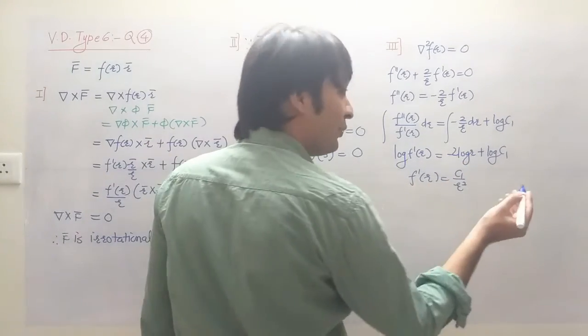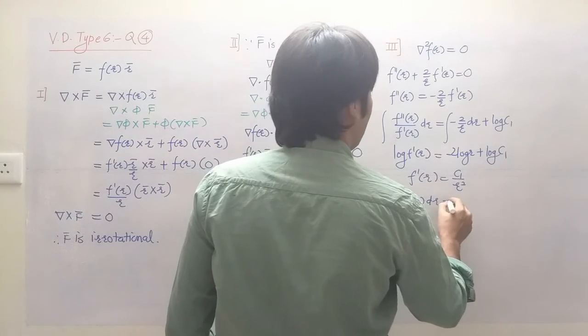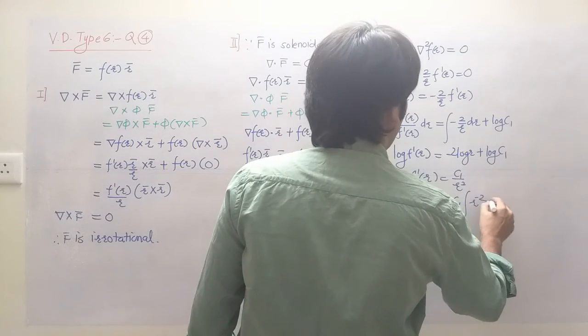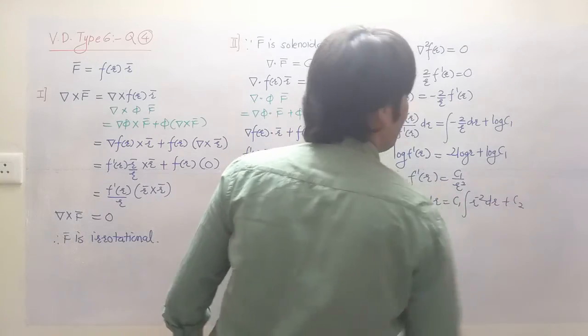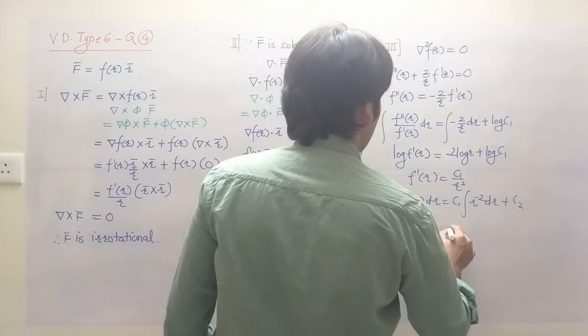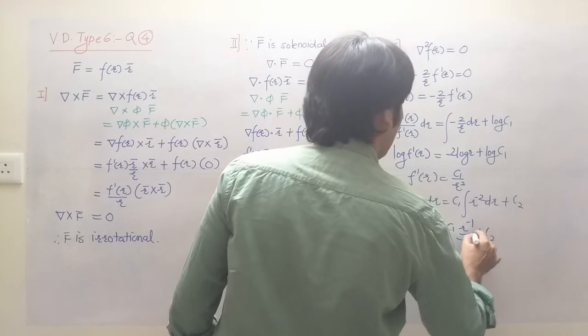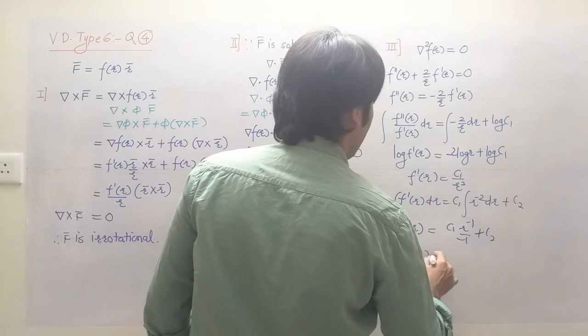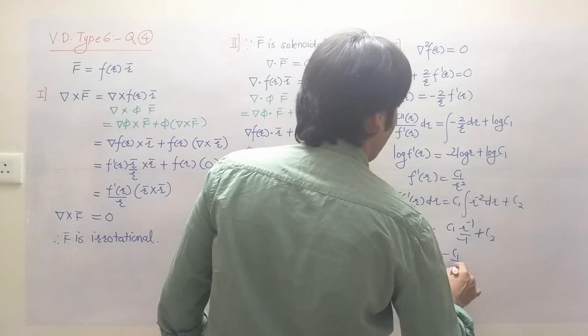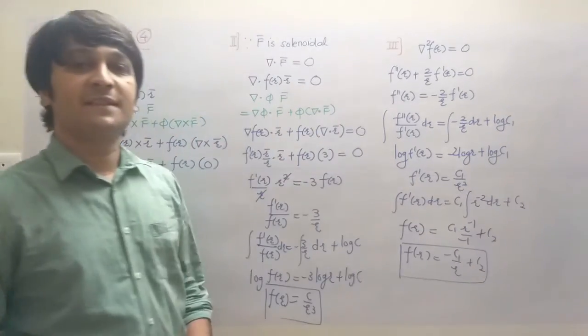Now I will go for one more integration. So integration of f dash r dr is equal to c1 integration of r raised to minus 2 dr plus c2. Correct? So what's the final answer? F of r is equal to c1 r raised to minus 1 upon minus 1 plus c2. What's the final answer? F of r is equal to minus c1 upon r plus c2, and that's the final answer. Got it? Understood by everyone?